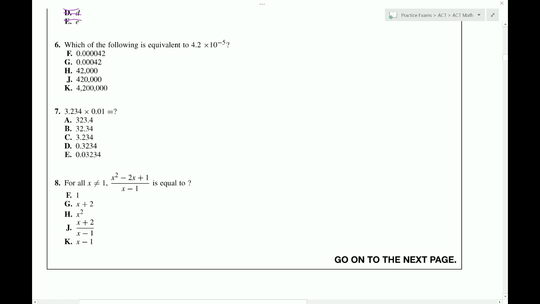Which of the following is equivalent to this? So we'd have to move the decimal 5 places to the left. So we move it once to the left and then add 4 zeros in front. So I'm going to go with choice F.